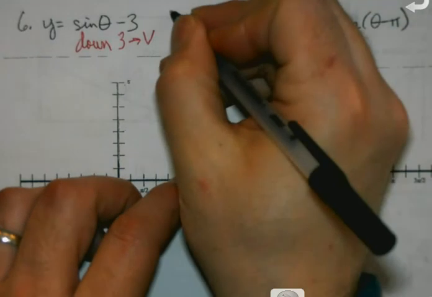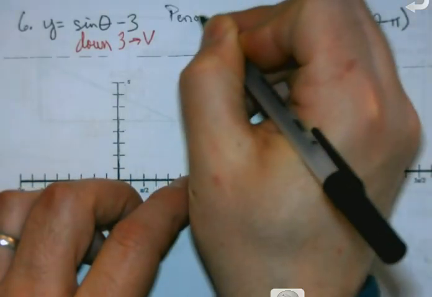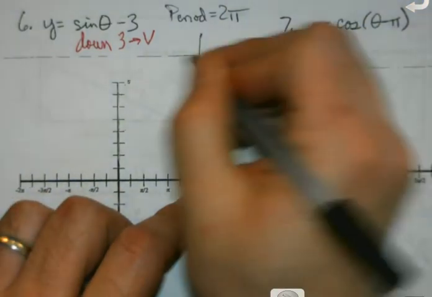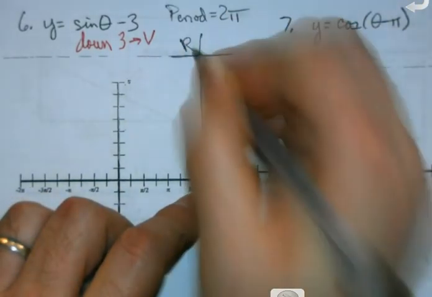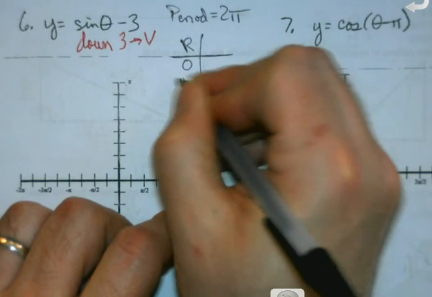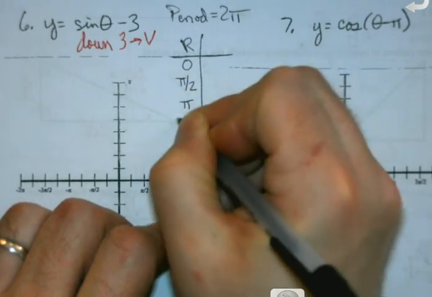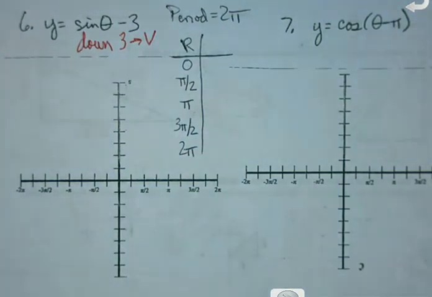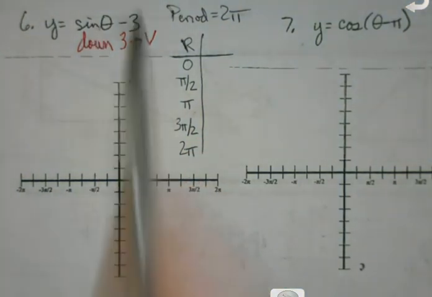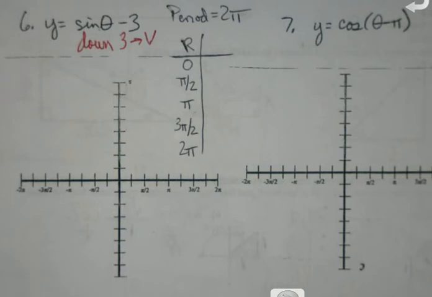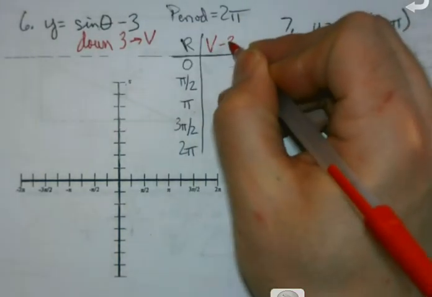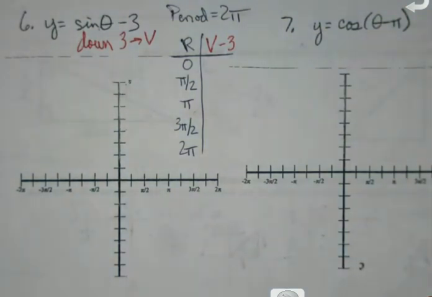So here, my period's not changing at all. It's 2 pi. So when I go to chart this, my typical radian values are absolutely positively sufficient because there's no period change, there's no value in front of my theta. But when I do my values, since I'm going down 3, I'm subtracting 3 from all of the typical ones. So again, mental picture.